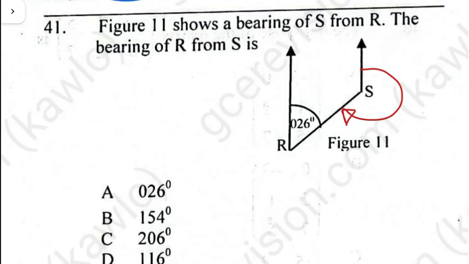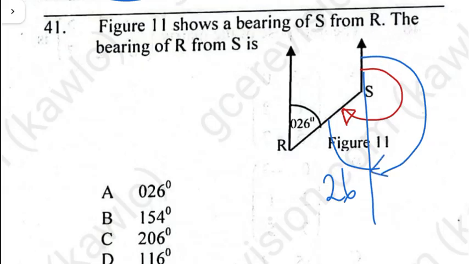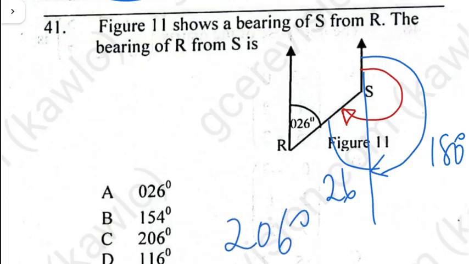If I extend this line, this angle will be equal to 26, and of course this other one is 180. So the bearing of R from S is going to be 180 degrees plus 26 degrees, which gives us 206 degrees. So bearings are measured clockwise from the north. To always get the bearing, you must measure clockwise from the north.